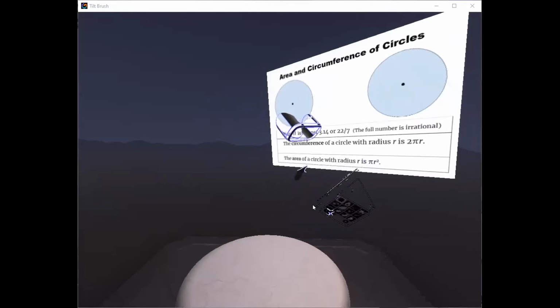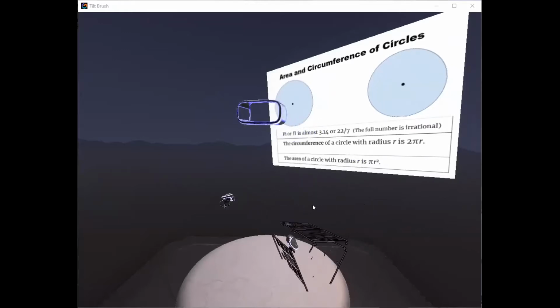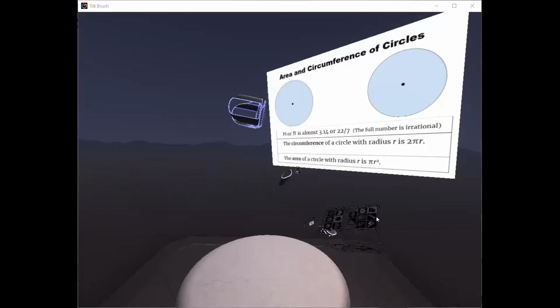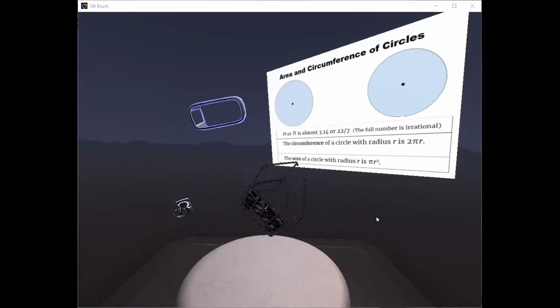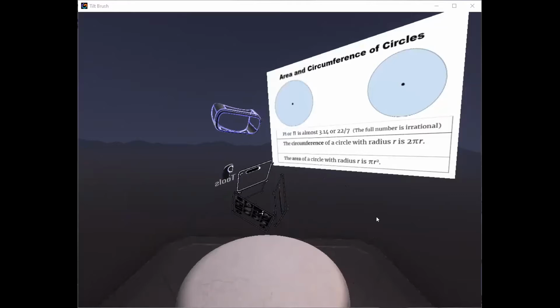And in fact, we'll mostly be using the area formula today. Area is already like a late 6th grade standard, and circumference is even before that. But let's look at this.